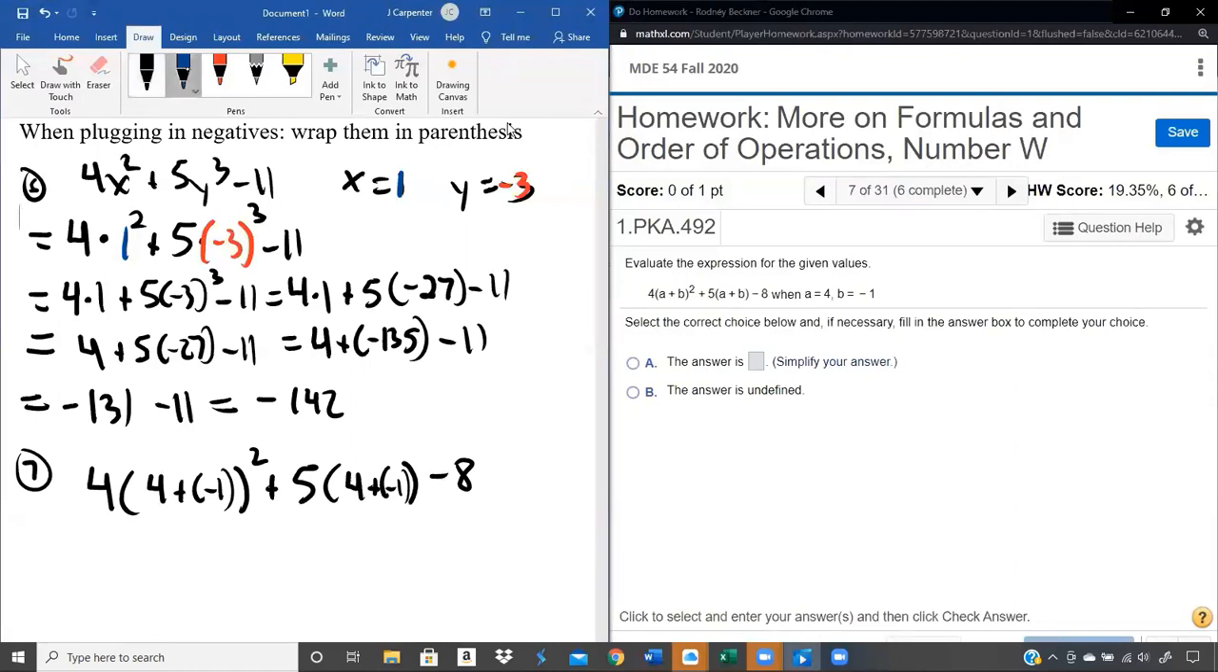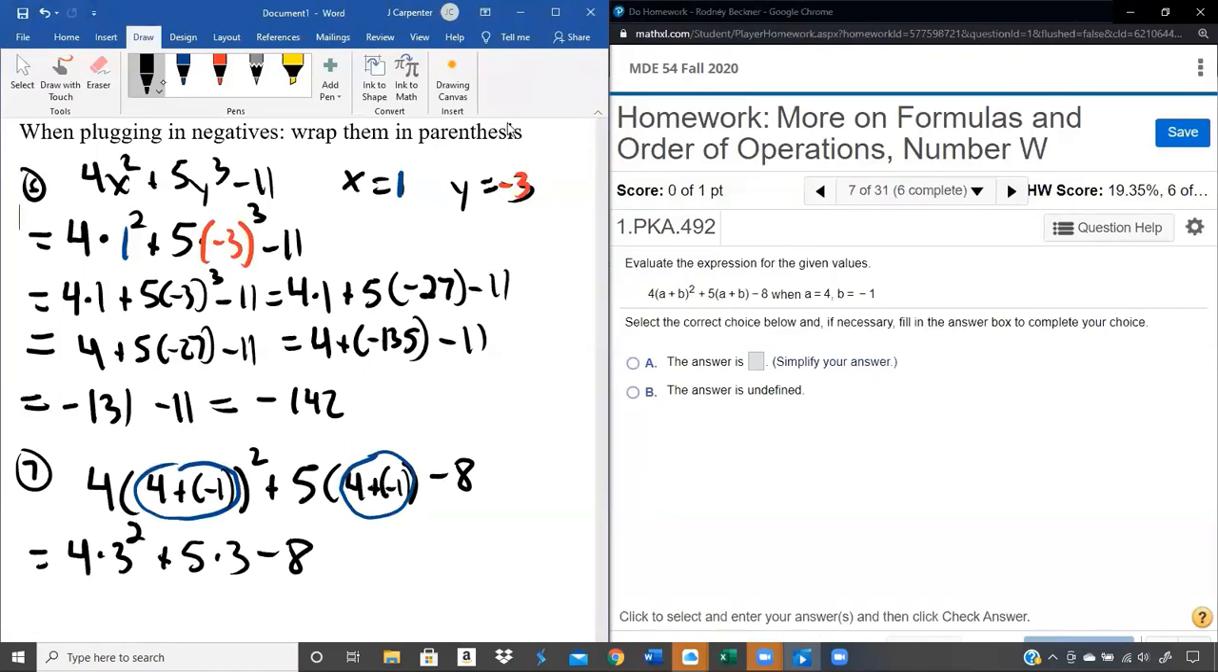Parentheses go first. So we'll be doing this first. Now this is exactly the same thing. So 4 plus negative 1, that's going to be 3. I am going to go ahead and do both of those replacements. So this is 4 times positive 3. I don't need the parentheses because it's positive. Don't forget the exponent. Then plus a 5 times 3 minus 8.